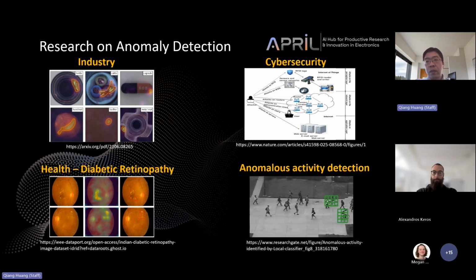The second is cybersecurity. This means potential anomalous behaviors, internet behaviors caused by hackers, can also be detected by using anomaly detection. Another is health. The image you can find is related to diabetic retinopathy, and even X-ray images of the human organs and bones can be used to find potential risks related to human health.